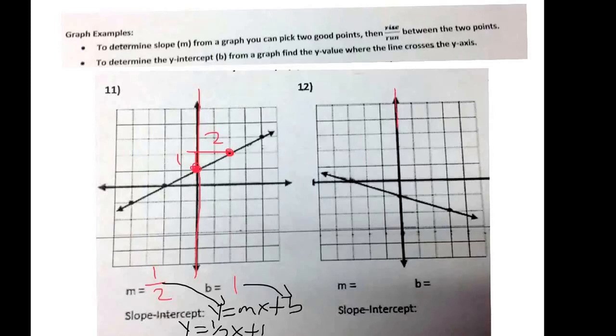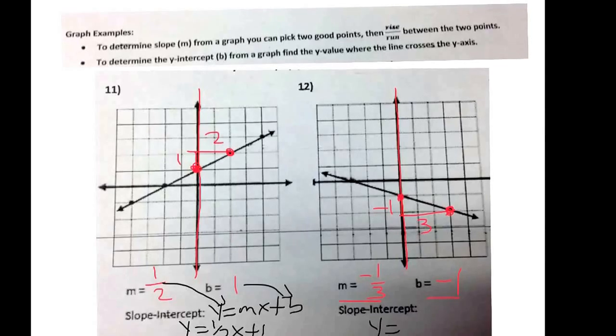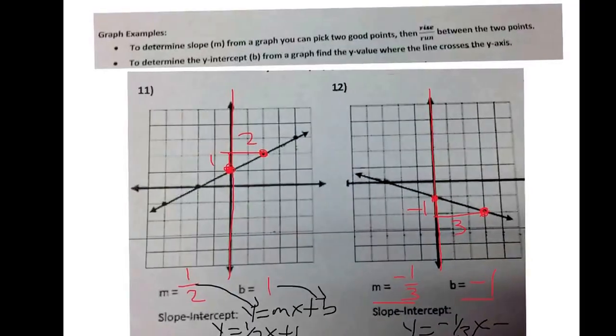Again, draw down my y-axis here. Hits right there. That's negative 1. Find another good point right there. Down 1 over 3. So down 1 over 3. So plug that in for m, that in for b. y equals negative 1/3 x minus 1.